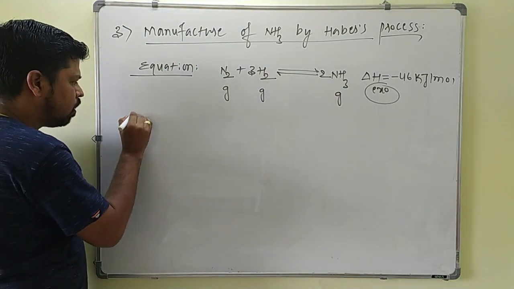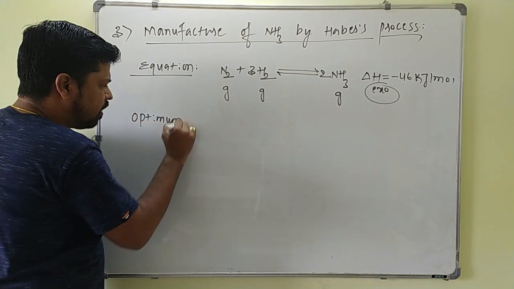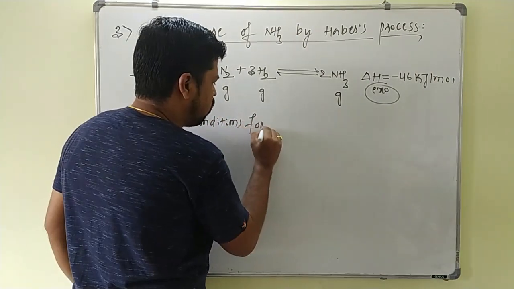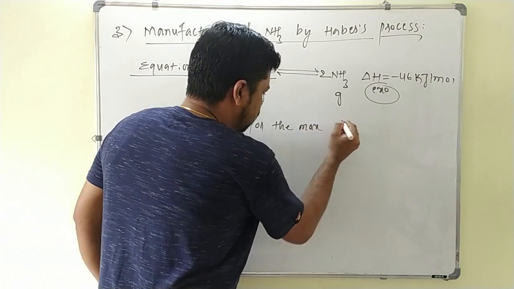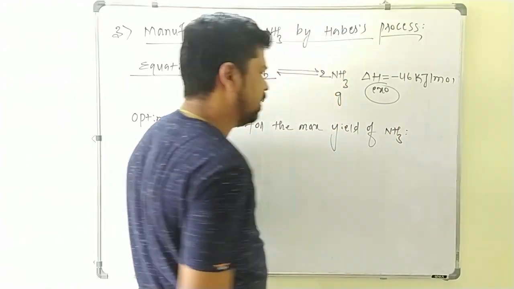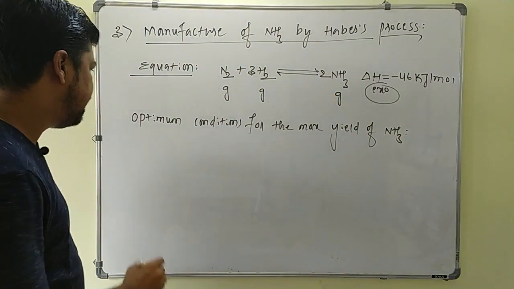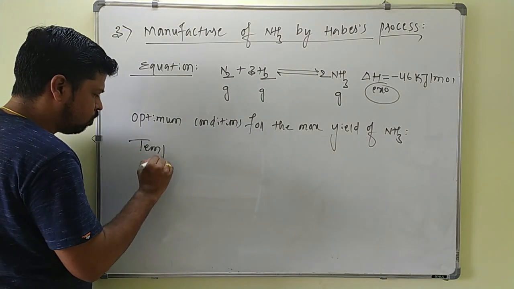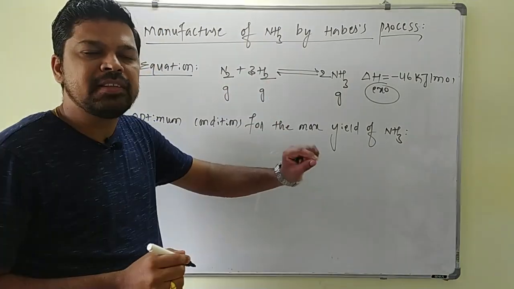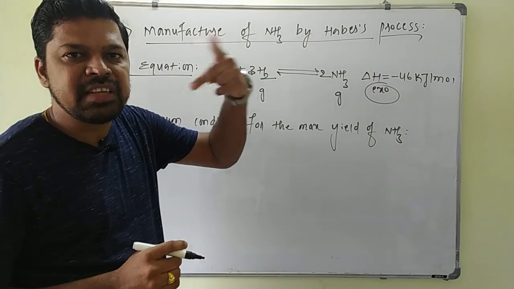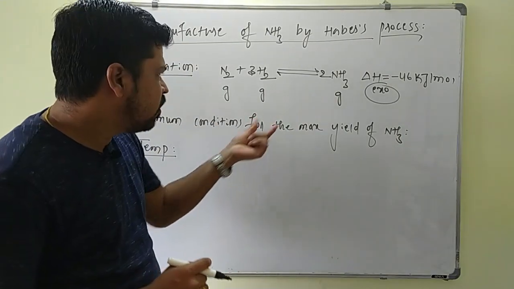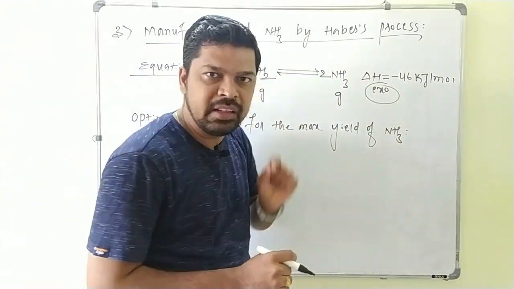We will write that optimum condition for the maximum yield of ammonia. Okay, first one we will write temperature. Since the reaction is exothermic, always the low temperature favors what? Forward reaction. If the reaction is exothermic, low temperature favors the forward reaction, high temperature favors what? Backward reaction. So in order to get the maximum yield of the ammonia, we have to maintain the low temperature.